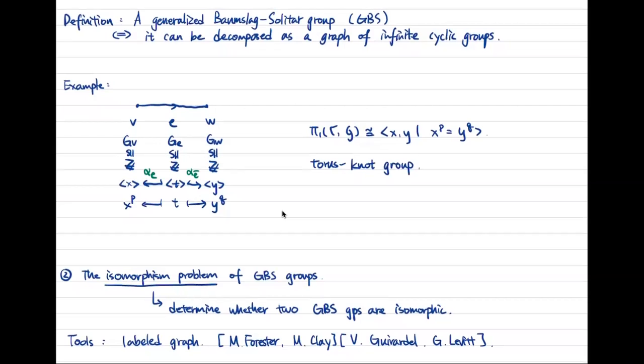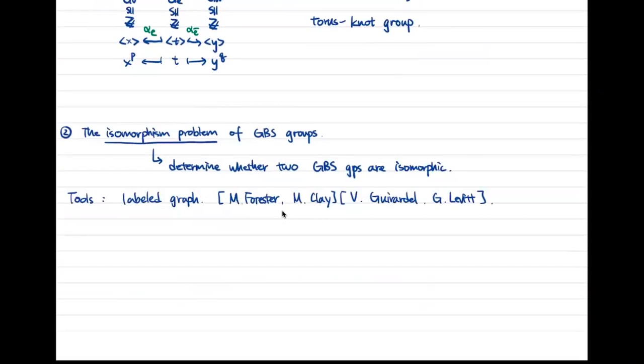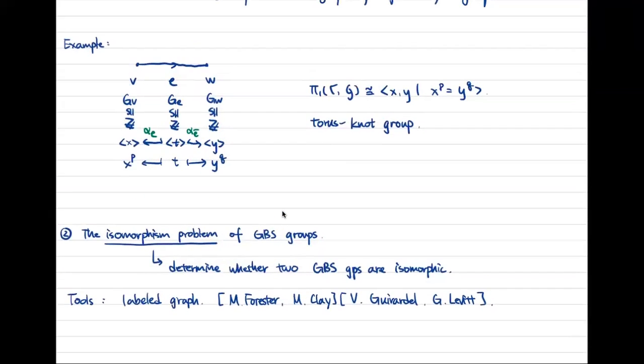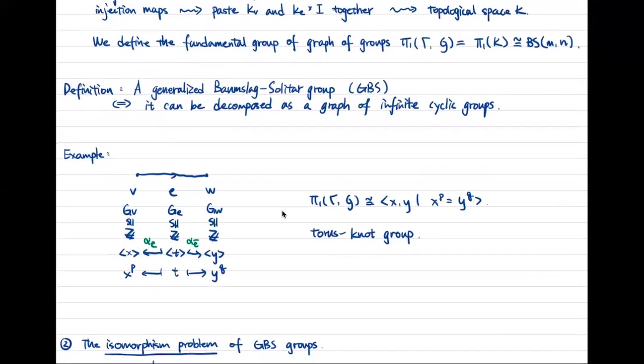Okay, the next part I want to talk about is the isomorphism problem for these GBS groups. By isomorphism problem, we mean that we need an algorithm to determine whether two GBS groups are isomorphic. If you look at our example here, it's very hard to visualize what this GBS group looks like by just looking at this graph of groups structure.